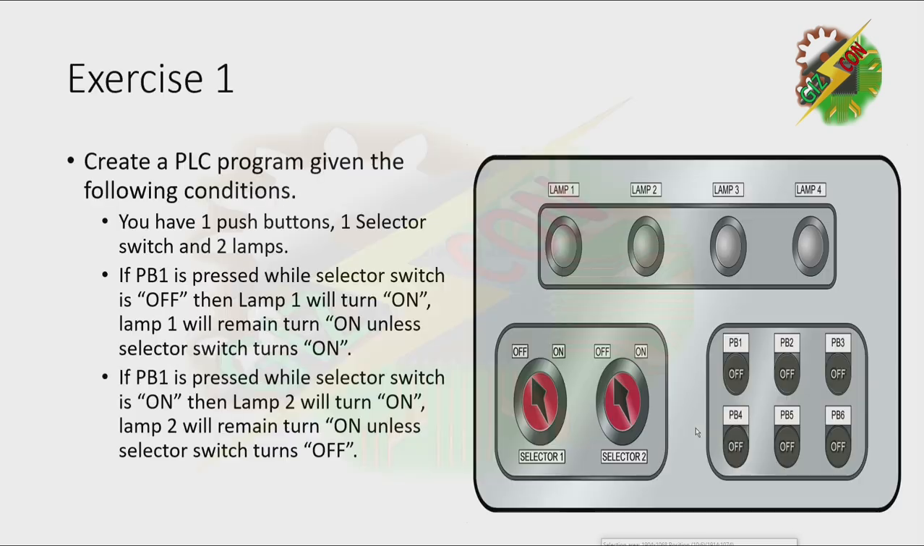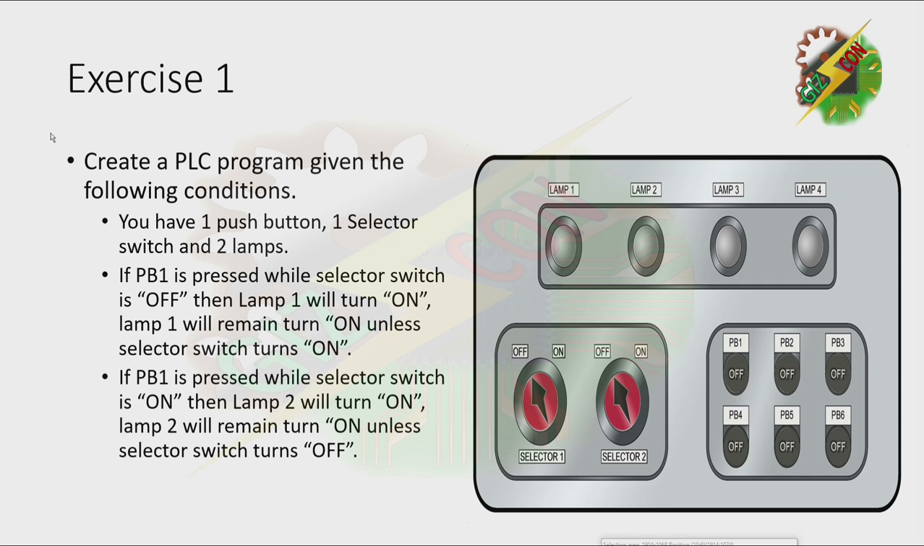Okay, let's start. First, we have our exercise 1. Create a PLC program given the following condition. You have one push button, one selector switch, and two lamps. Then, if PB1 is pressed while the selector switch is off, then lamp 1 will turn on. Lamp 1 will remain turned on unless the selector switch is on. If PB1 is pressed while the selector switch is on, then lamp 2 will turn on. Lamp 2 will remain turned on unless the selector switch turns off.